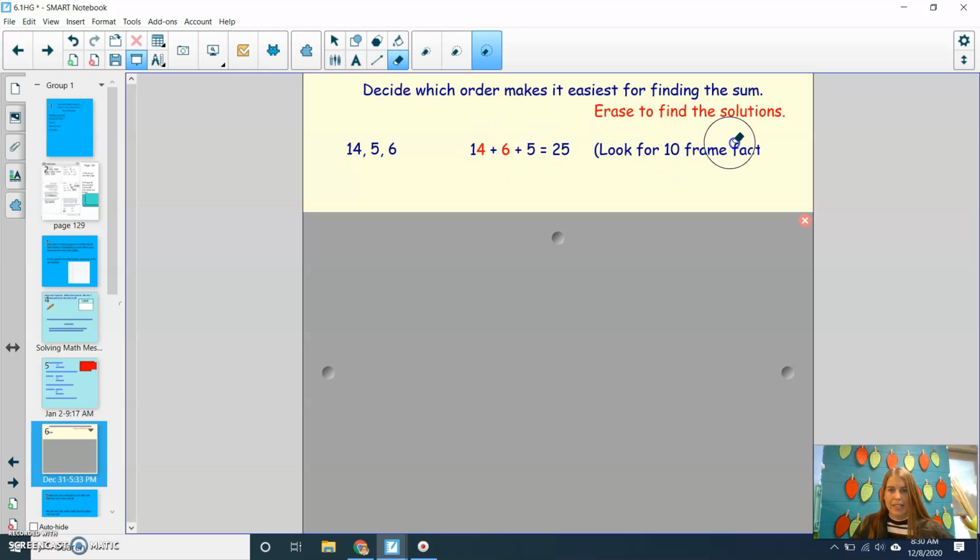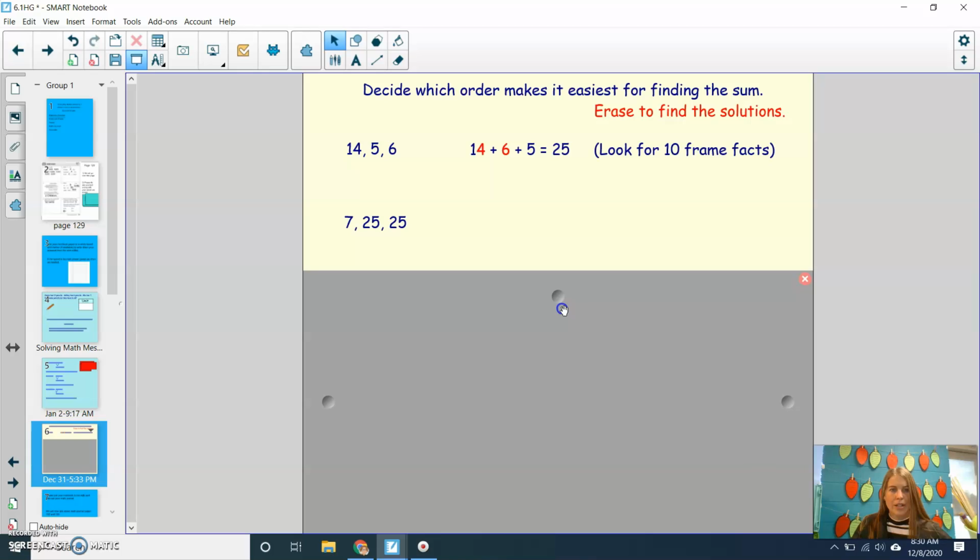All right, second graders. So what I thought would be the easiest is if I first solved 14 plus 6. I know that 14 plus 6 would get me to 20, and I always want to look for an even 10 or a number that's going to end in a 0. And then if I add 5 more, I would get to 25.